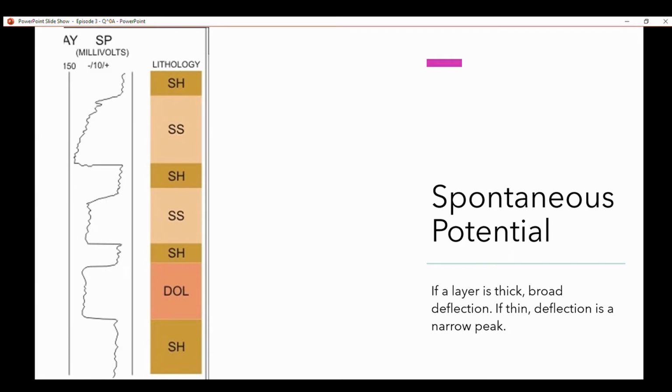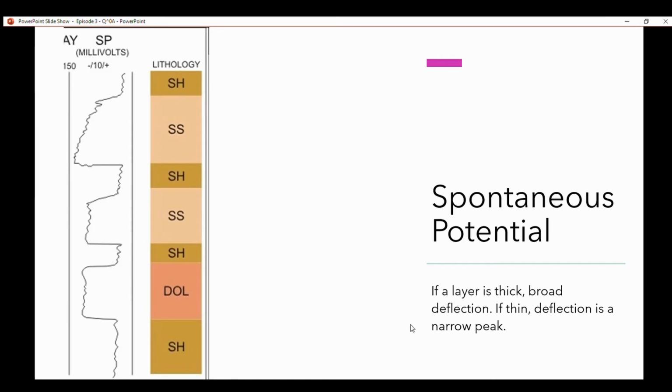And do we have a thin layer? This is probably the thinnest layer, but an extremely thin layer of shale, like we were talking about in the last slide, will just be one peak. Just one peak, and then it'll go back. If it's a thin layer, it'll just be one extremely positive deflection, and then if it's grading into dolomite, it's going extremely negative.